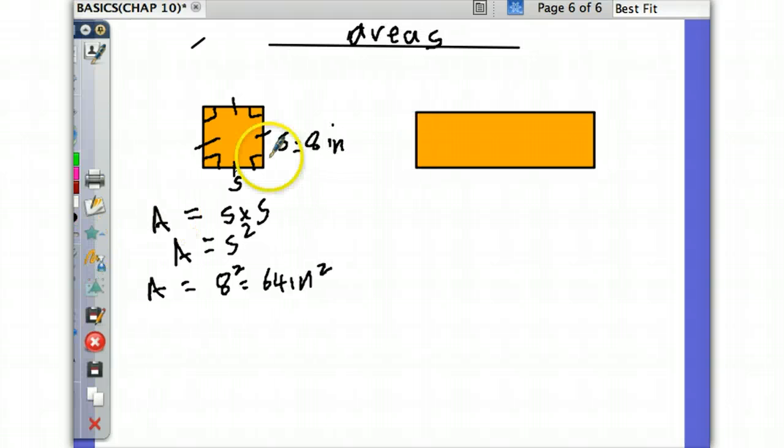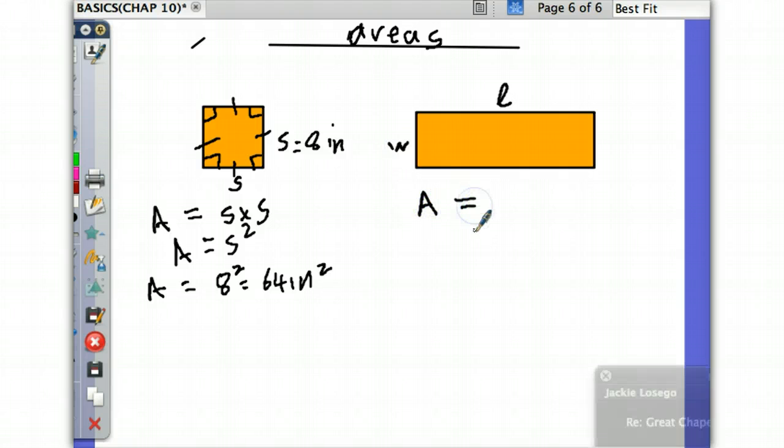Alright, so we got a rectangle whose length is, let's say, L, and the width is W. So we have the area. Luke, do you remember the area of a rectangle? Length times width. It's going to be length times width.